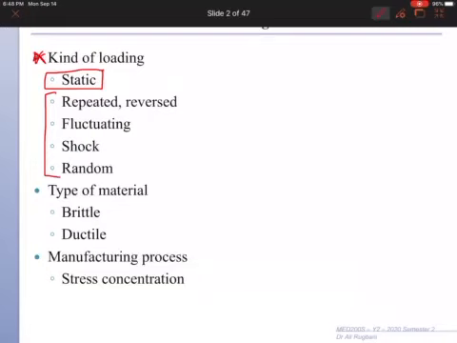The second important thing is type of material. We have two types of material: brittle material and ductile material. Each type of material has a failure theory that can be used to study failure. And the third thing is the manufacturing process. This can increase stresses if we have a change in dimension, or if we have holes or grooves or scratches in the face. This can increase stress in the location of calculation.